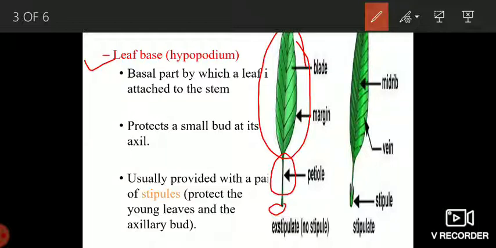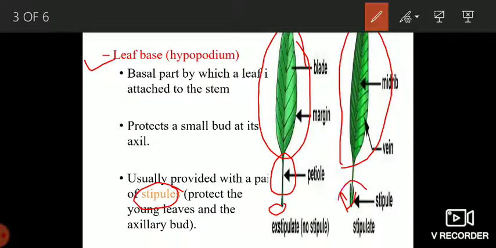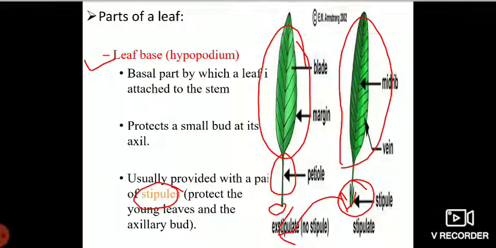Leaf base is that part of the leaf which helps it to get attached to the stem, and this leaf base also protects a small bud in its axil which is known as axillary bud. I have already told you. And usually leaf bases are provided with a pair of stipules which are the outgrowths. Okay, these are the lateral outgrowths which are known as stipules, and the function of stipules is to protect the young leaves, okay, and the axillary bud. When this leaf was in young condition, it gets protection because of these stipules. Okay, and these stipules also protect the axillary bud.